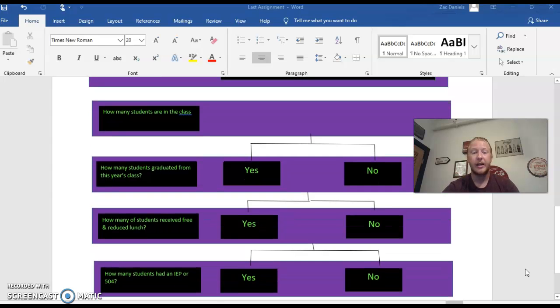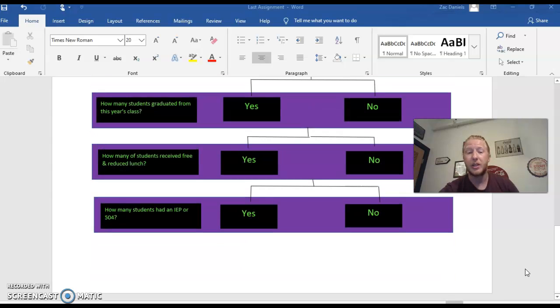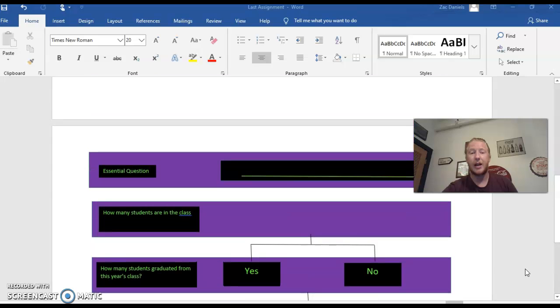And then I wanted to look at how many students in that class had an IEP or a 504. Were there a lot? Were there a little? Each class is going to be different. I know, for example, this year's class had well over 150 IEPs and 504s, which is a little high considering our school, but it also wasn't surprising to me. So this is the diagram that I created and looked at. And yeah, this is my project.